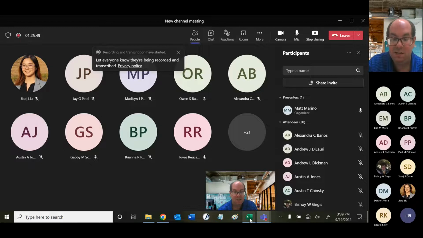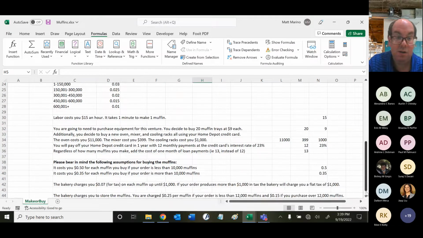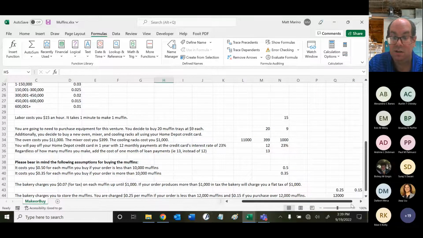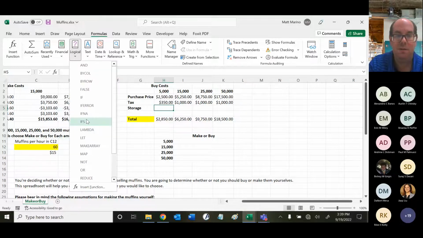Nobody? Okay. So now we'll move on to the storage cost. And it says the bakery charges you to store the muffins. You're charged 25 cents per muffin if your order is less than 12,000, and 15 cents if your order is over 12,000. So we have the 12,000, the 25 cents, and the 15 cents in our assumptions there below. So for storage, we're going to have to use an if function, because we have 2 different scenarios that could be possible.